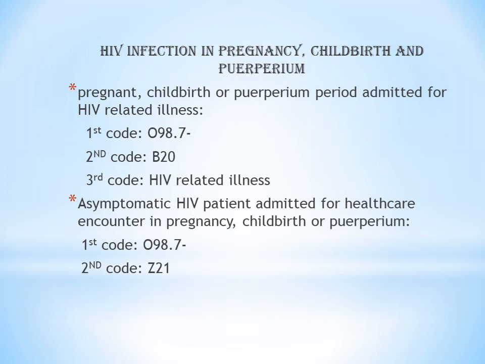And the second code is the asymptomatic HIV status code, that is Z21.